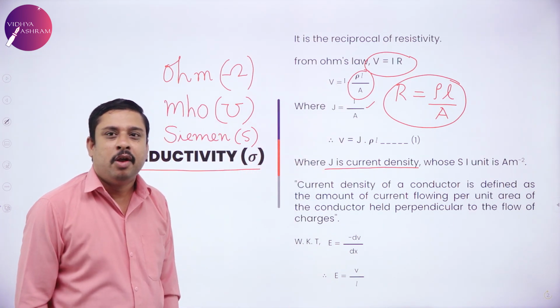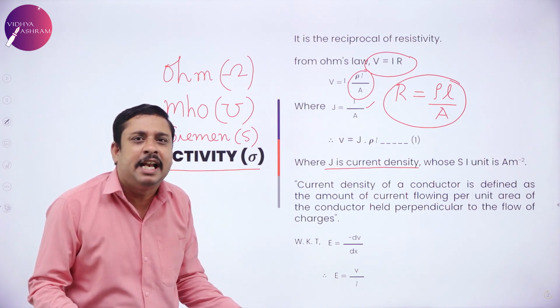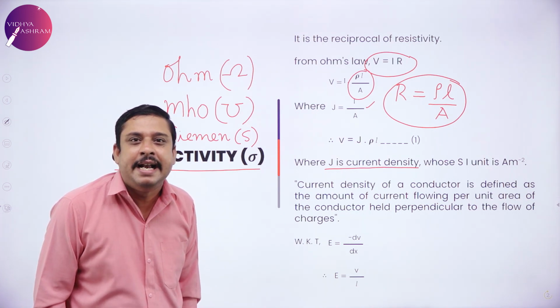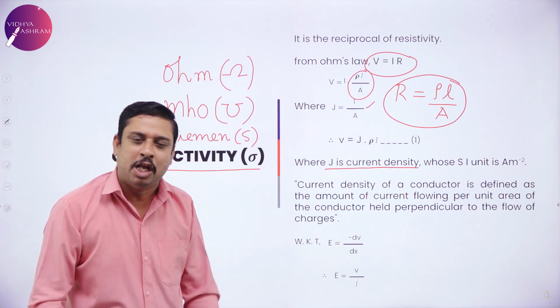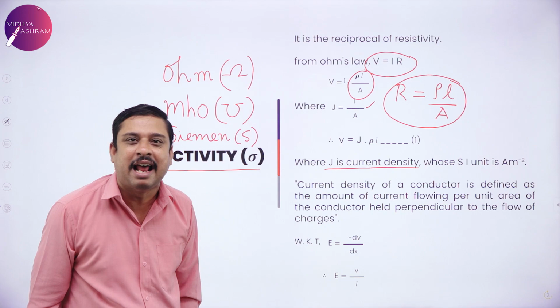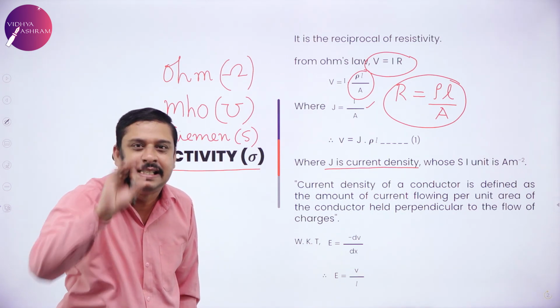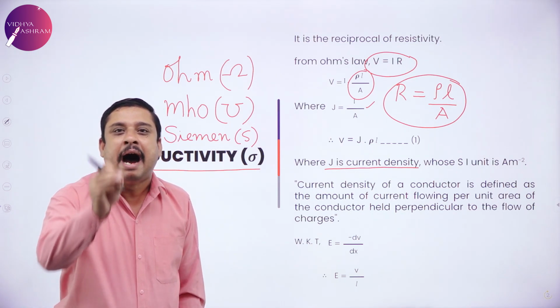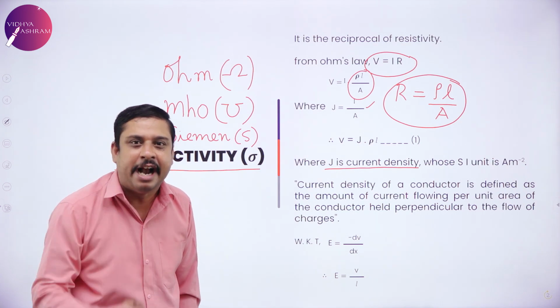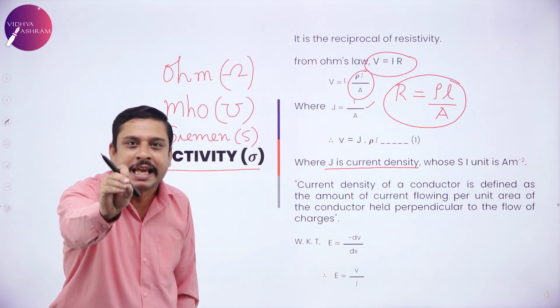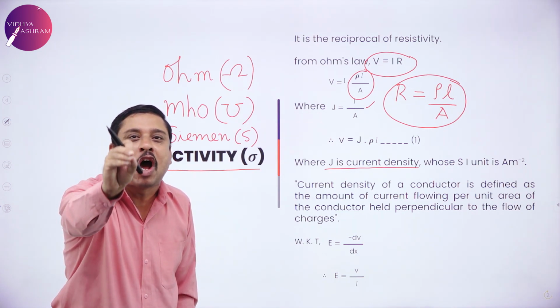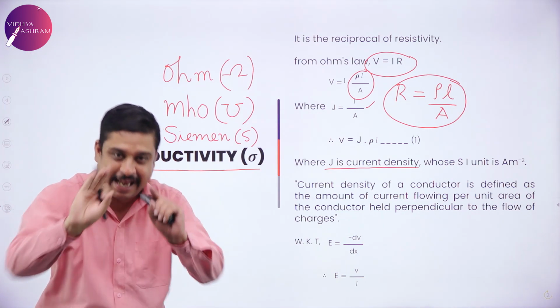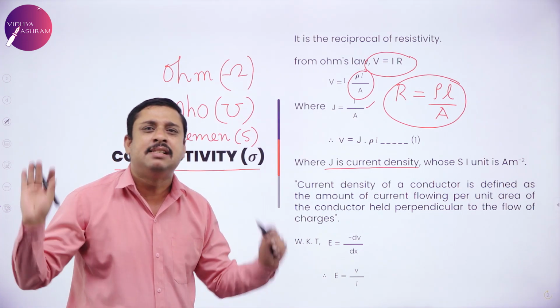If so, what is the physical meaning of current density? No exaggerations, it is not some big quantum physics. Current density means the amount of current flowing per unit cross-sectional area, that's all. Current density.